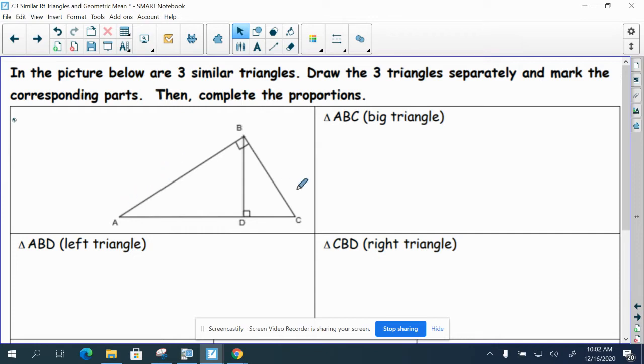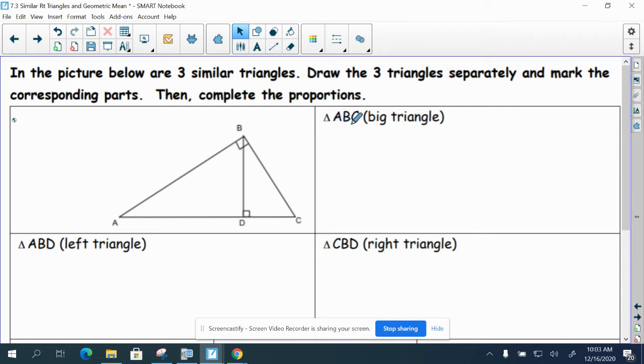So you've got triangle ABC here. It's a right triangle because the right angle is at B. And you also have an altitude drawn. So BD is the altitude because it goes from the top vertex straight down at a right angle to the hypotenuse. So you've got a large right triangle here, but then since this is a right angle, you also have two other triangles. You've got this medium triangle on the left, and you've got this smaller right triangle on the right, and they both have a right angle at D.